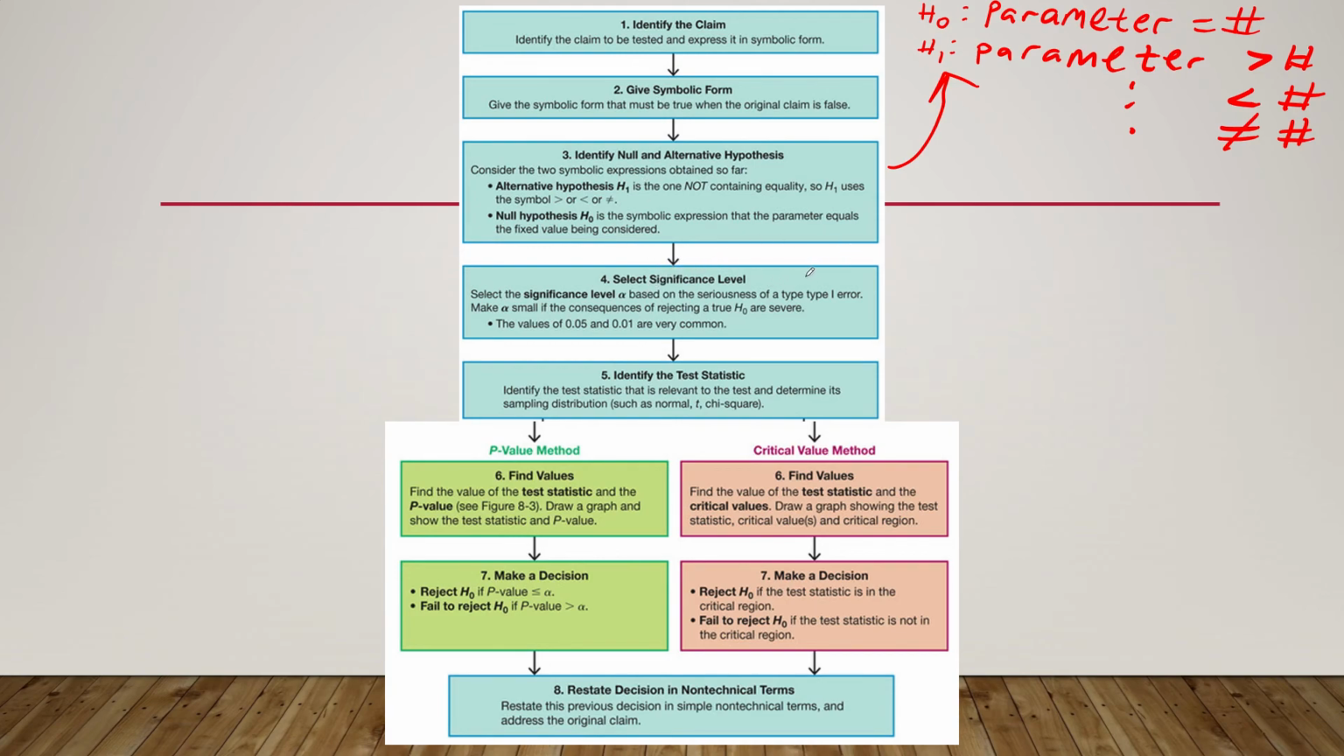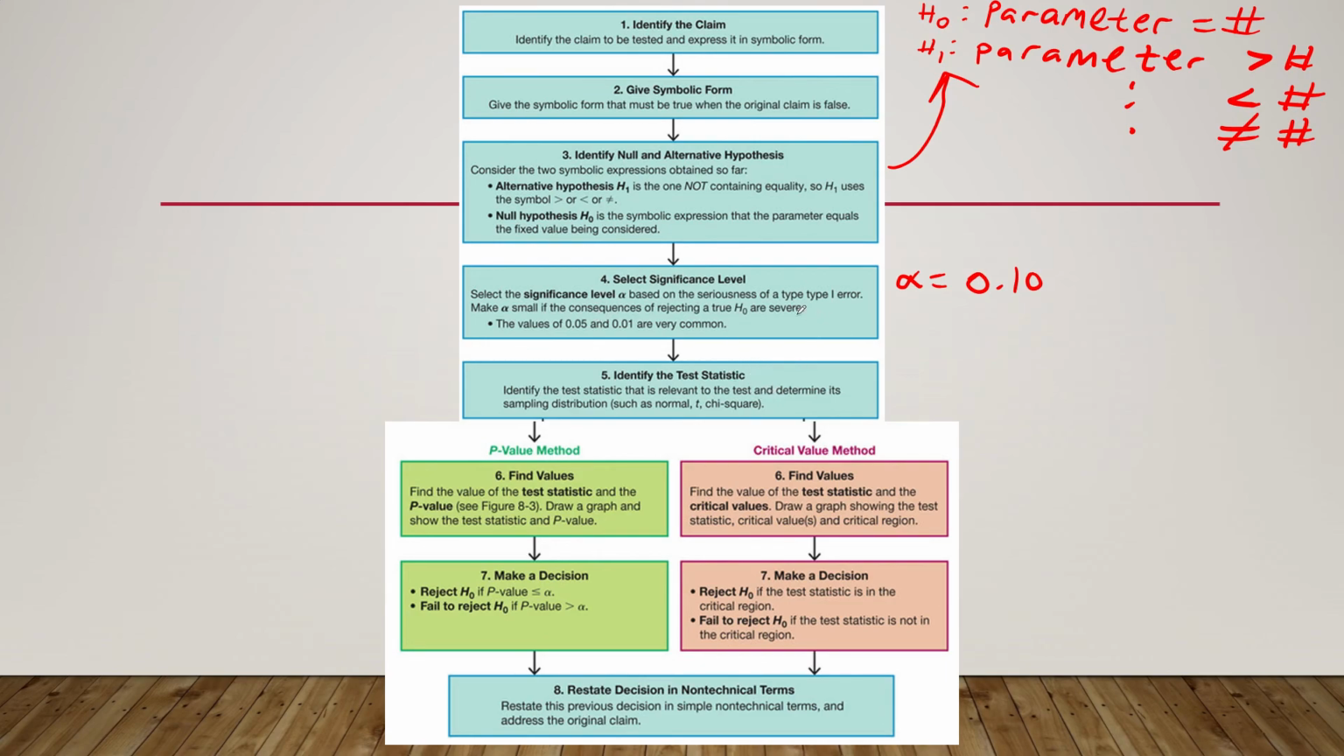We would select the significance level, alpha, based on the seriousness of a type 1 error, and we'll be looking at what that actually is. You would make alpha small if the consequences of rejecting the true null hypothesis are very severe, such as in the medical field. Values of 0.05 and 0.01 are very common. You could also sometimes see a value of 0.10 as well. Those three are the common ones, although 0.05 and 0.01 are the most common, since 0.10 starts going into the not too good category.